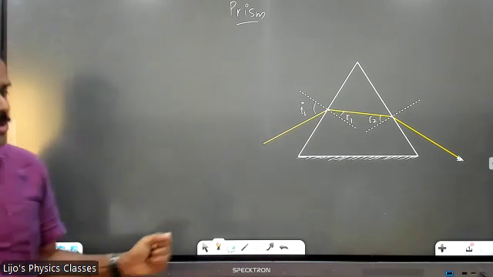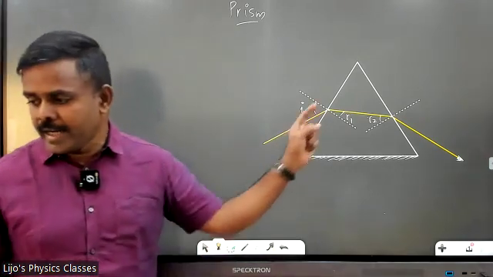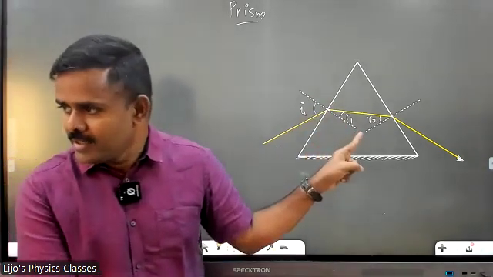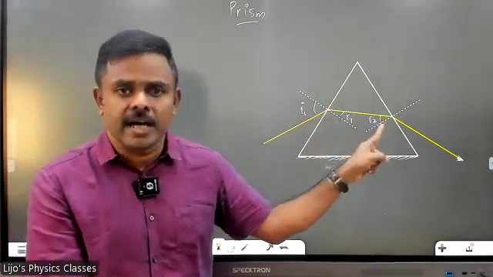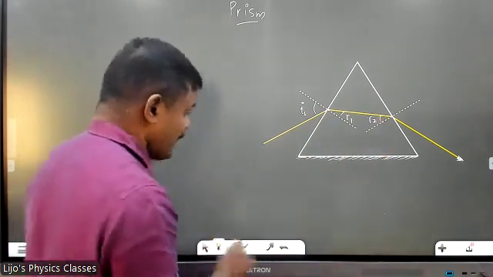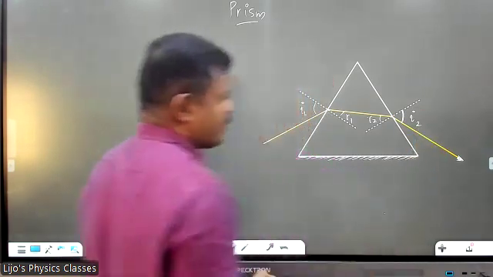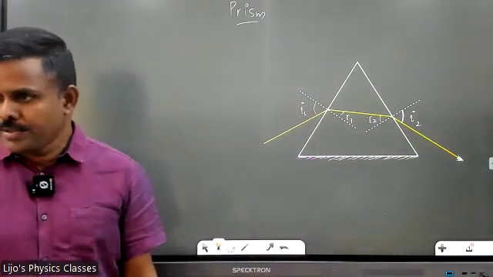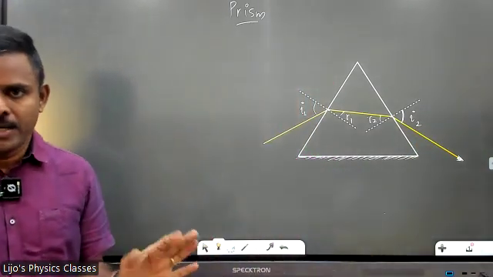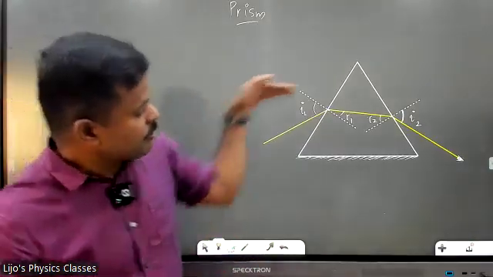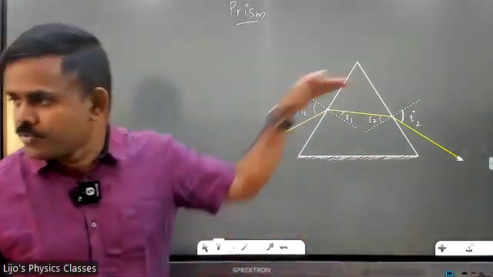So the ray enters the prism at an angle of incidence I1 and the angle of refraction is R1. It falls at the second surface at R2, and the angle of emergence, the angle at which it is coming out, is I2. So that is the basic setup. What has happened to the ray? The ray has bent towards the base.